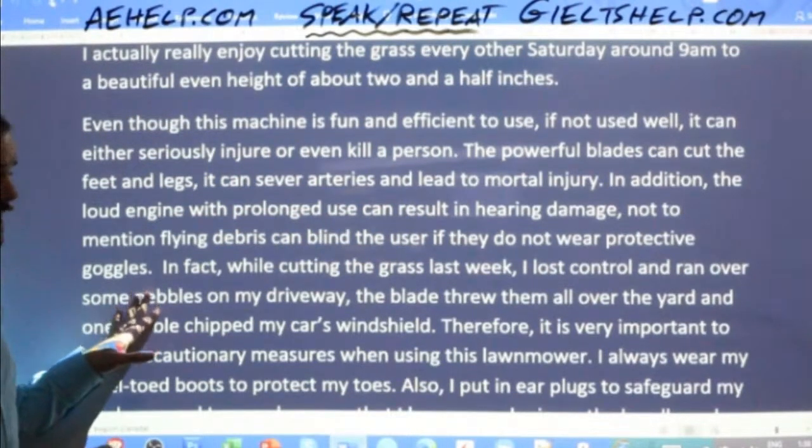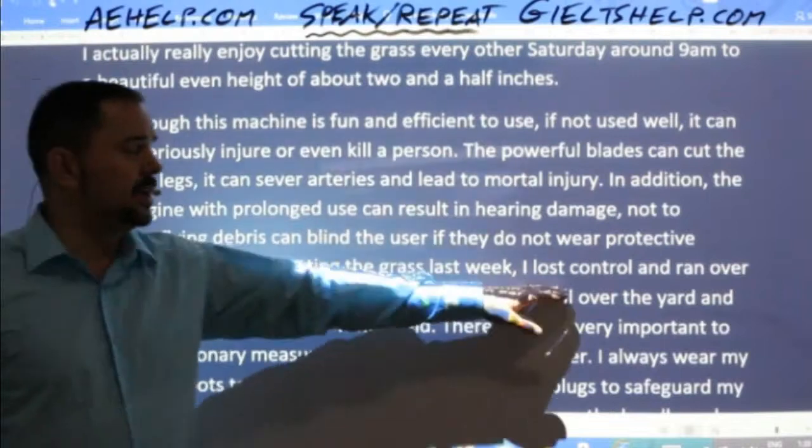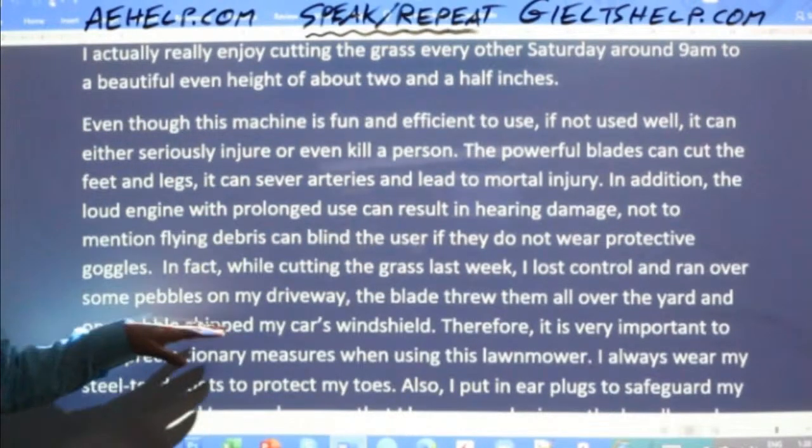In fact, while cutting the grass last week, I lost control and ran over some pebbles on my driveway.